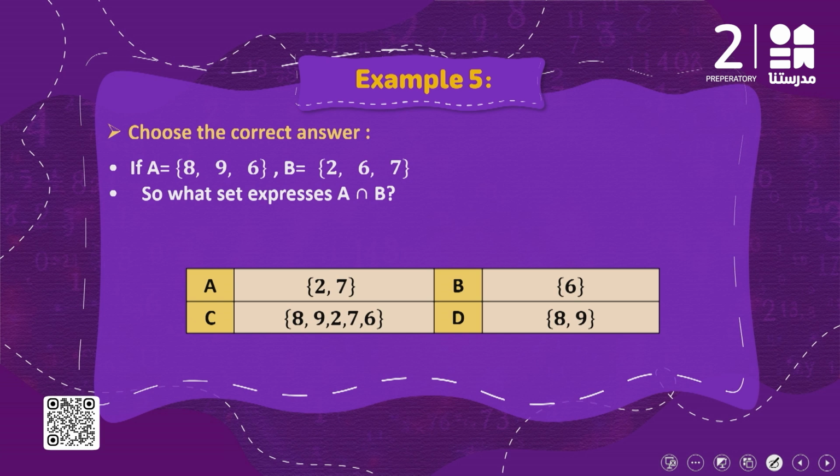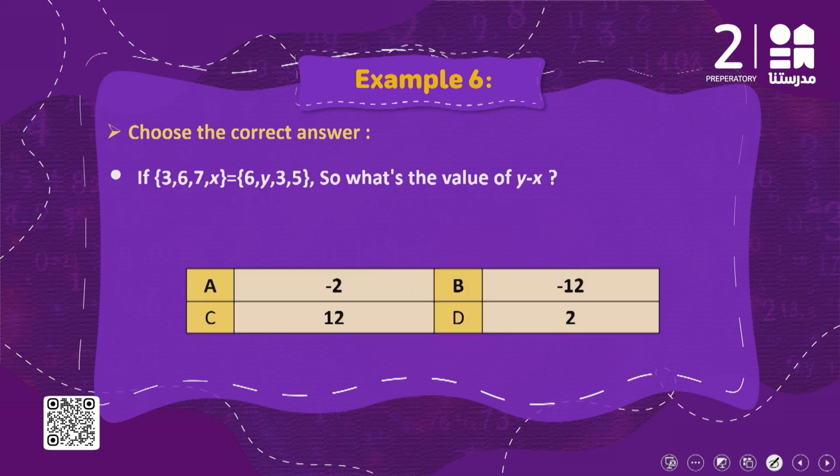We have A and B. So what set expresses A intersect B? A intersect B, they are the values in common for the two sets, which is 6 here. We have 6 repeated here and here. This is the only value repeated in these two sets, A and B.